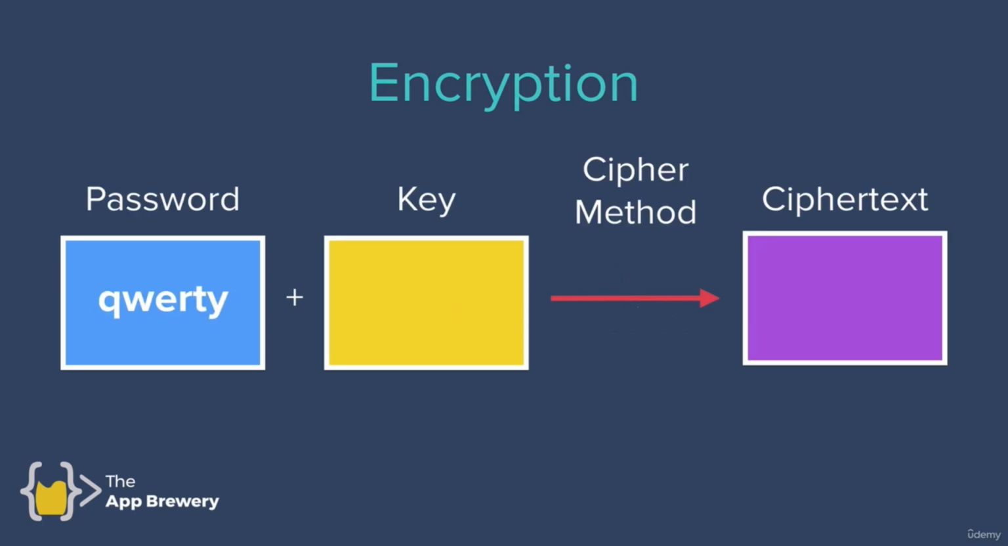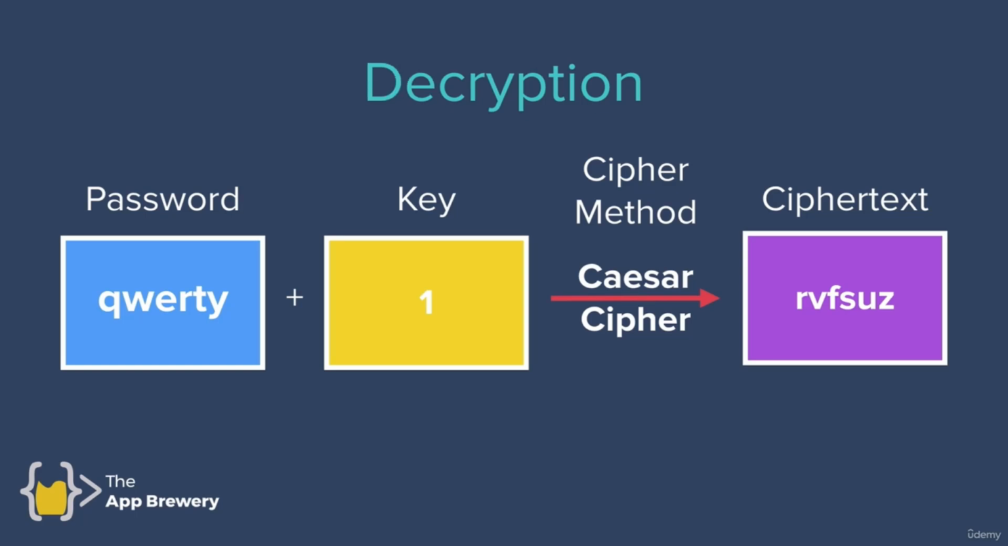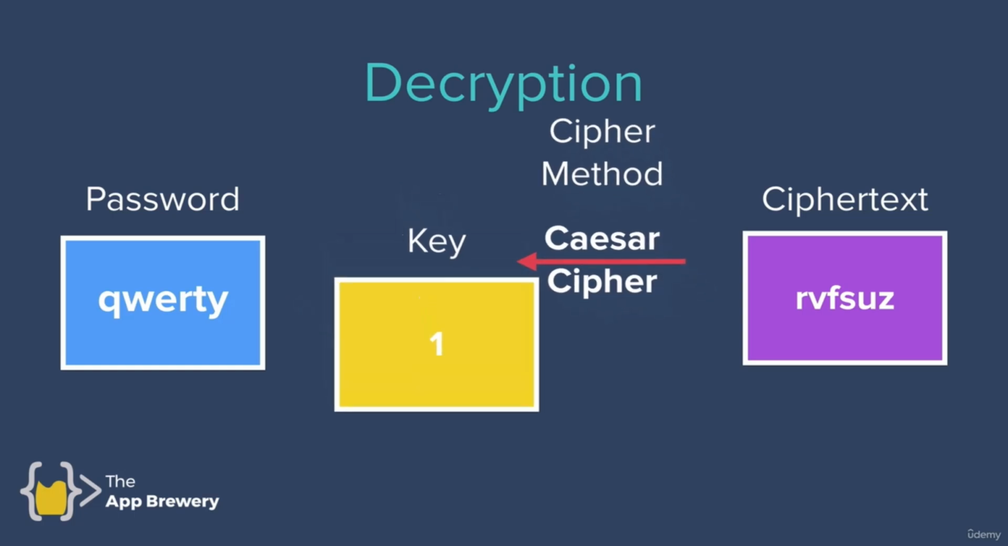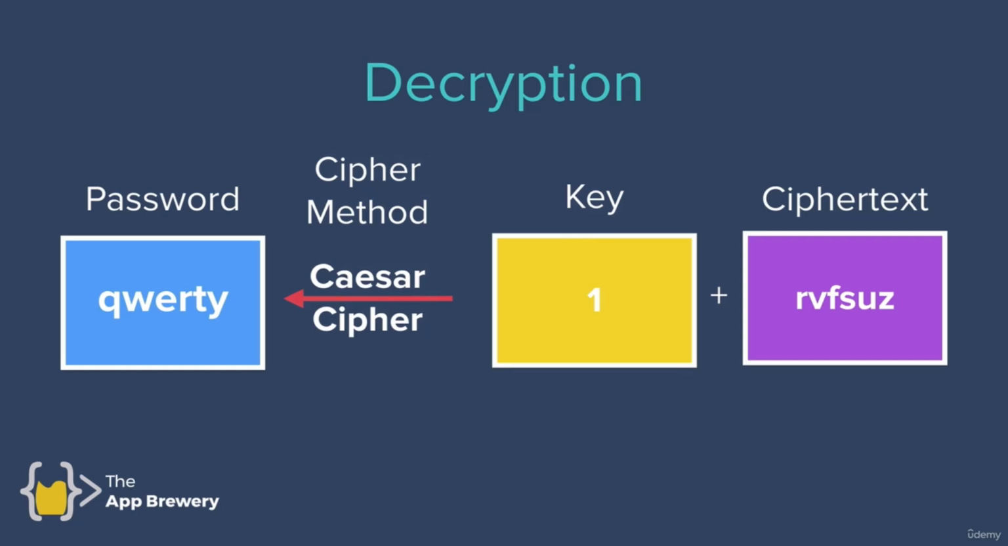So for example, if we took a password like QWERTY and we used the Caesar cipher method and we decided to shift it by 1, then our encryption key is the number 1. And that creates the ciphertext where every single letter is shifted up by 1. Now, in order to decrypt this, all you have to do, as long as you know what the key is, then you can simply shift all of the ciphertext down by 1 and you end up with the original password.